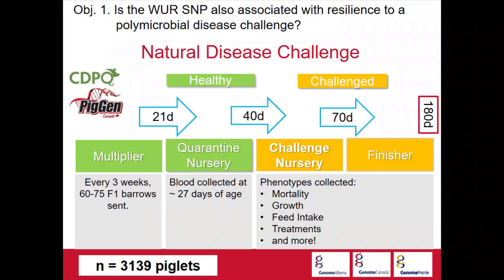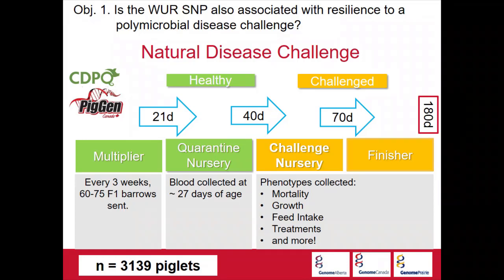So my first objective, again, is to determine whether or not WR-S&P is also associated with resilience to a polymicrobial natural disease challenge. This objective was addressed using data from the natural disease challenge model that I have a schematic up here for. So I'd like to thank Genome Alberta, Genome Canada, and Genome Prairie again for helping us out, and CDPQ for hosting all the facilities here.